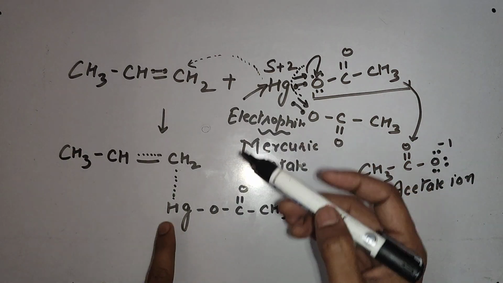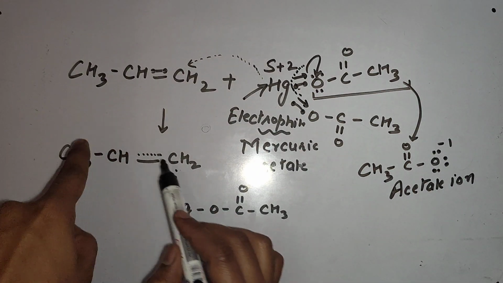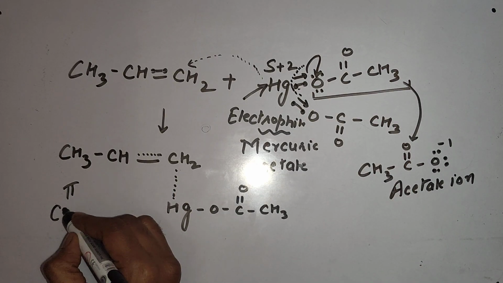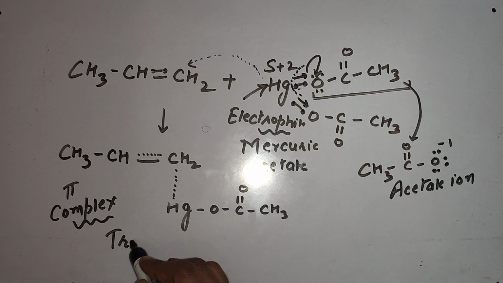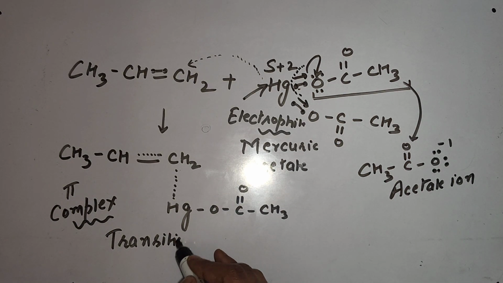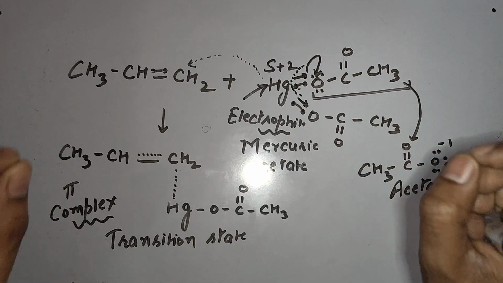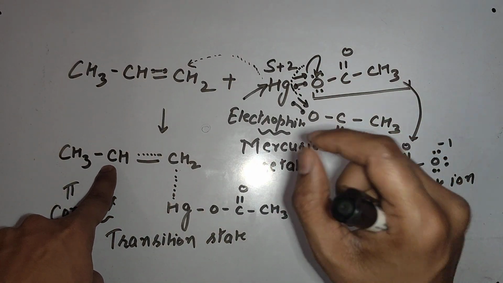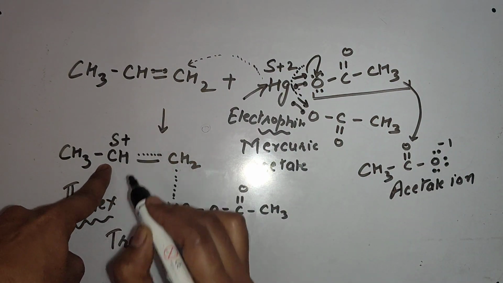And watch here, what is happening? Bond formation and bond breakage is present in this transition state, which we call pi complex. Like in hydroboration oxidation reaction, we got transition state. Here also we have a transition state in which actual means perfect carbocation or open carbocation is not generated. Only a partial carbocation is generated, whose degree is 2.